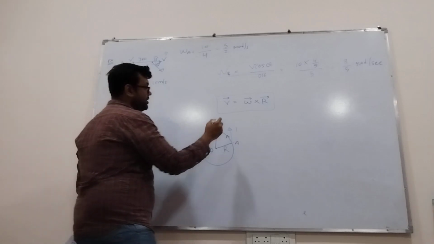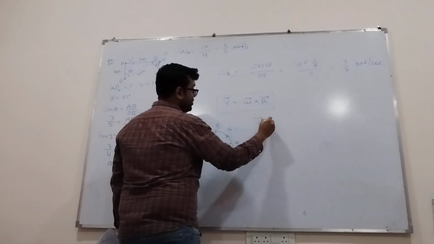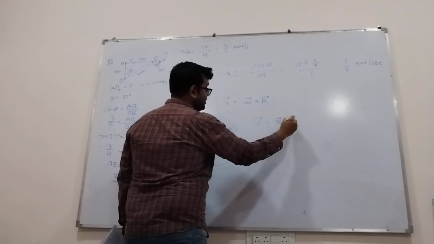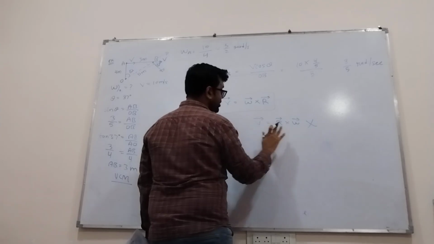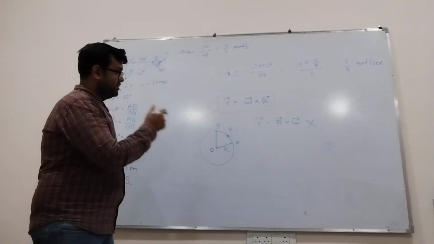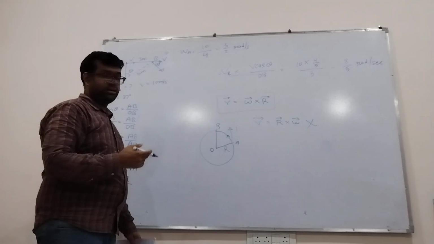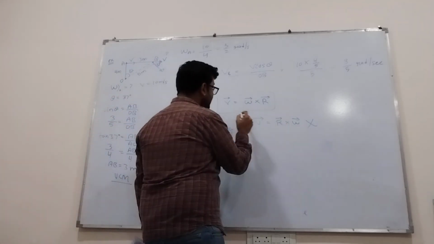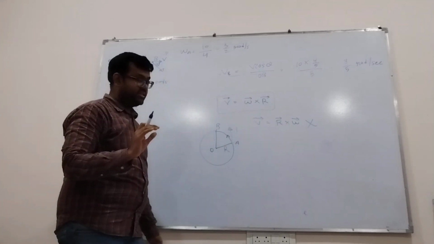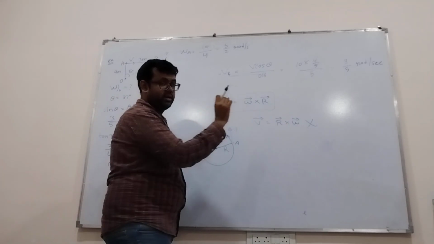If we write this equation as, suppose, r cos omega, then it is a norm. You cannot write this as r cos omega. It is showing the opposite direction. This equation is wrong. So the right way of writing this equation is v equal to omega cross r.